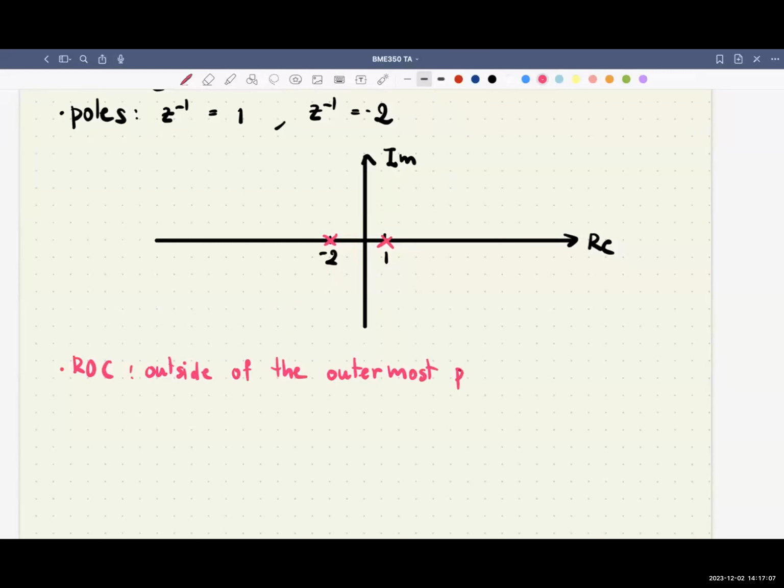Plus B over 1 plus 2 times C to the power of negative 1. And the next step is to find what our A and B are.